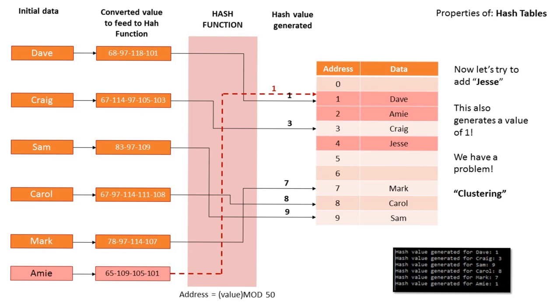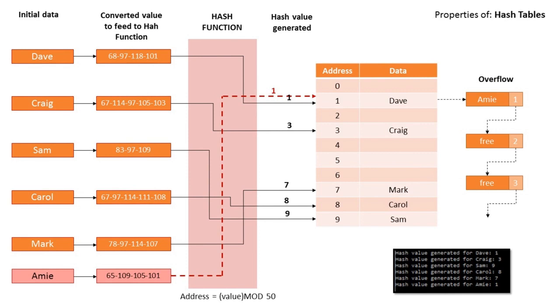A good hash function should be designed so it tries to avoid creating duplicate hash values. However, they are unavoidable, and here we have a problem. When a collision occurs, we're using the next available space in the hash table. However, every time we do this, we increase the likelihood of further collisions. And this problem is known as clustering.